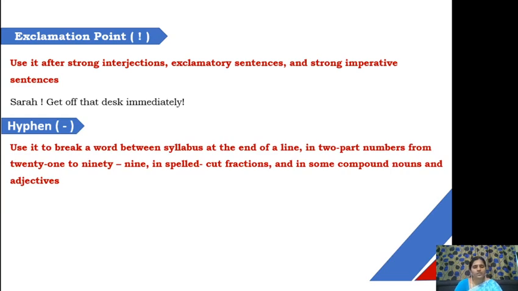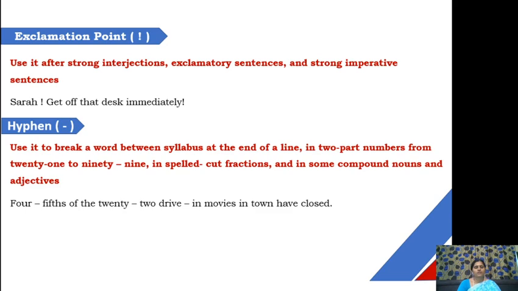So, we use a hyphen to break a word between syllables at the end of a line, in two-part numbers from 21 to 99, in spelled-out fractions, and in some compound nouns and adjectives. So when to use this hyphen is, like we use this at the end of a line, in two-part numbers from 21 to 99. Four-fifths of the twenty-two drive-in movies in town have closed. So this is an example for this four-fifths. That means two-part numbers.